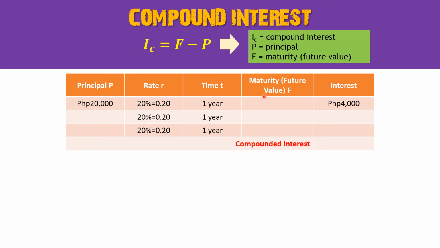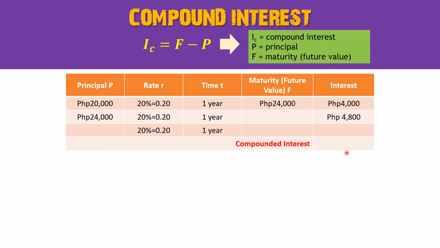And then, in finding its maturity or future value, just simply add the principal amount, 20,000, plus the interest, 4,000. That is equal to 24,000 pesos. And then, itong future value natin, ito yung magiging another or the new principal amount sa pangalawang taon. Then, multiply ulit natin. 24,000 times 0.20 times 1. Ito yung panibagong simple interest. The answer, the interest is 4,800 pesos.